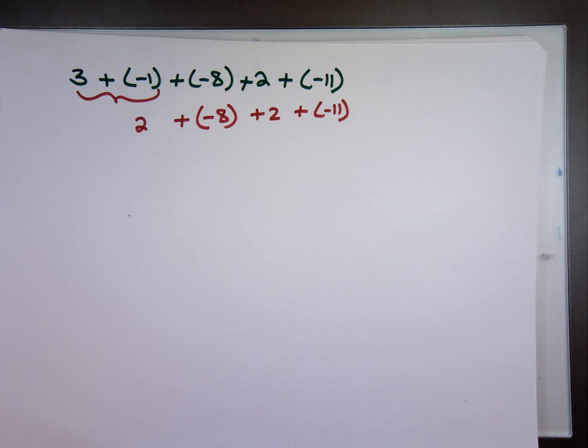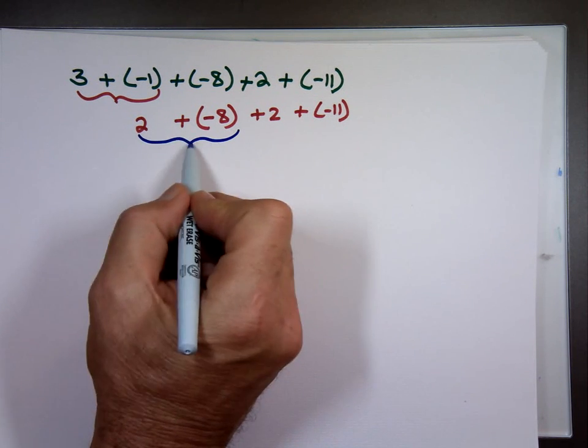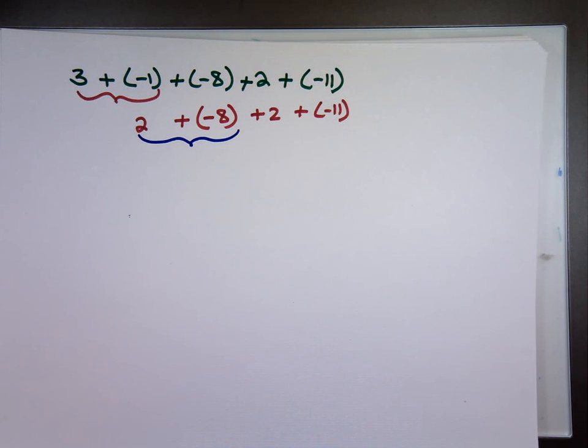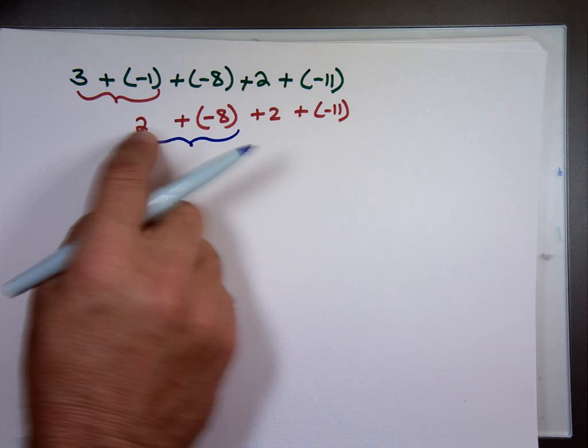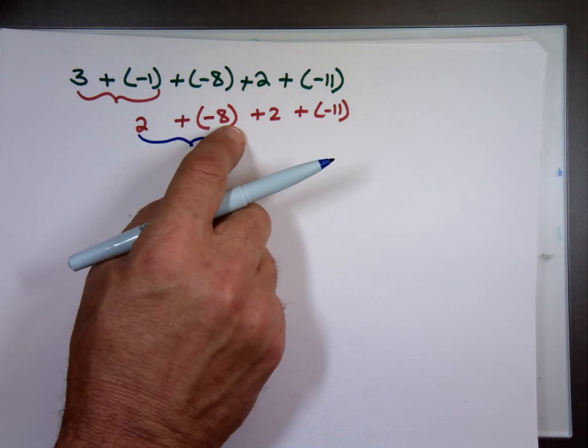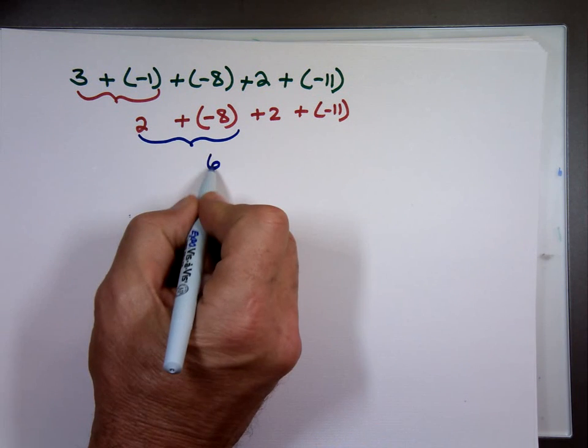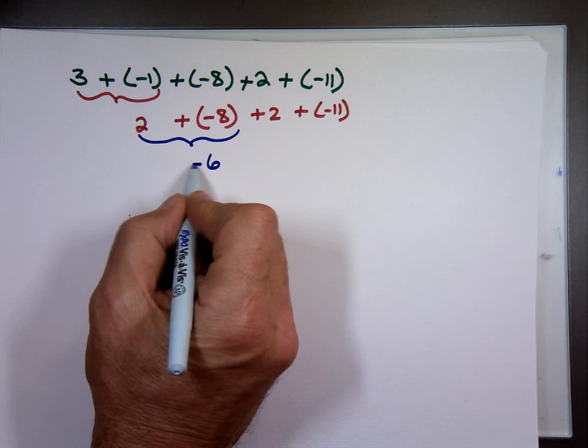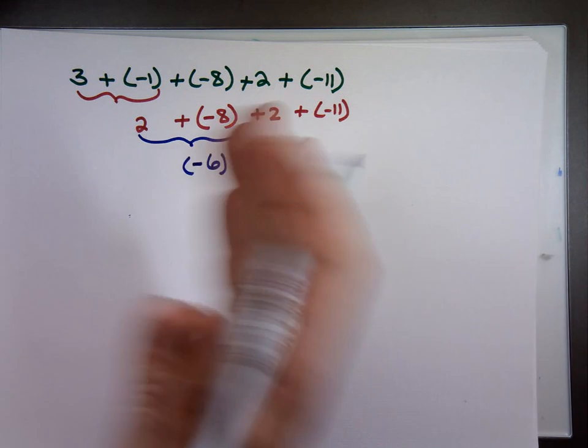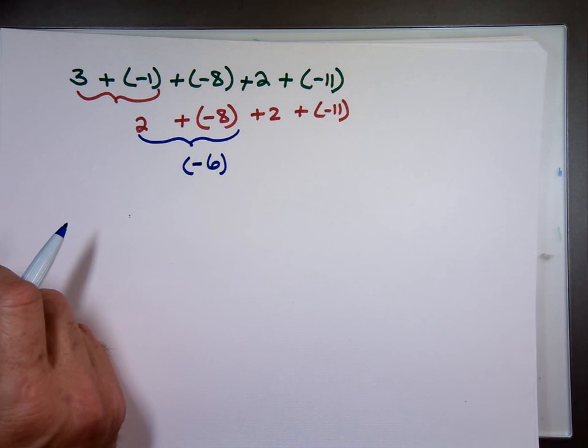Now we take the next two. Notice they are what? Opposite signs. Subtract the smaller from the larger. 2 from 8. 6, and what's the sign of the larger? The absolute value, when I say larger, negative 6, right?